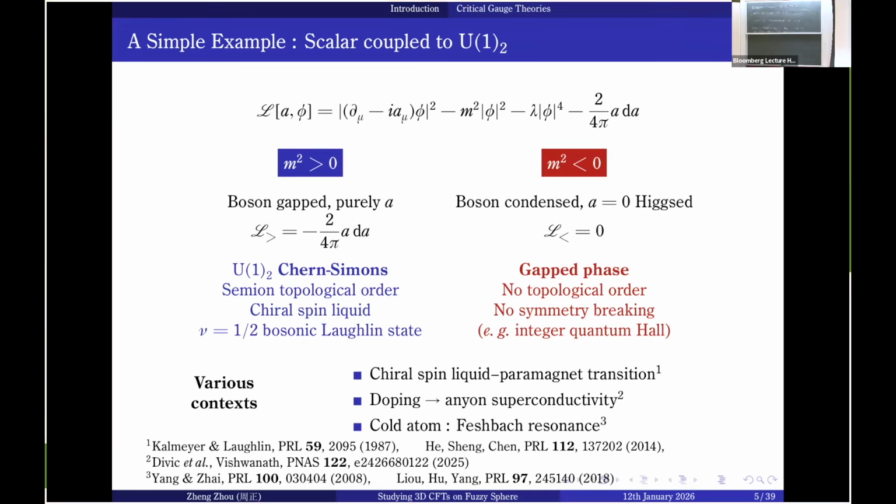So this transition appears in various contexts. For example, in spin systems, it can describe a transition between a chiral spin liquid and a paramagnet. Upon doping at this critical point, it can induce the so-called anyon superconductivity. And in cold atoms, this transition can be induced by Feshbach resonance.